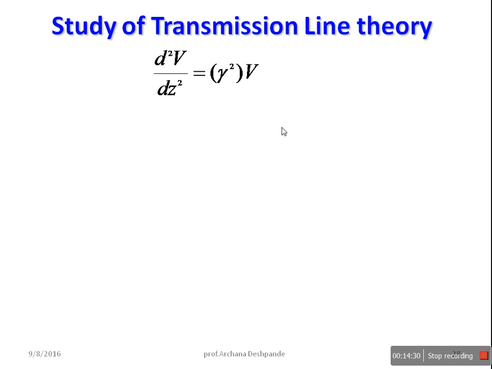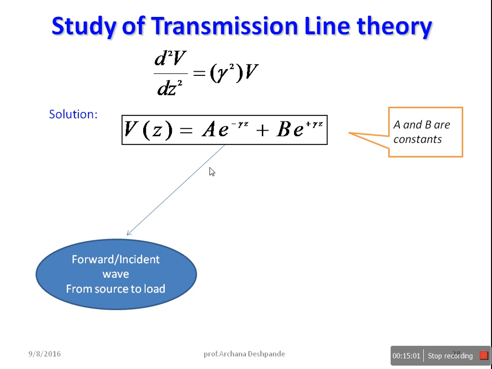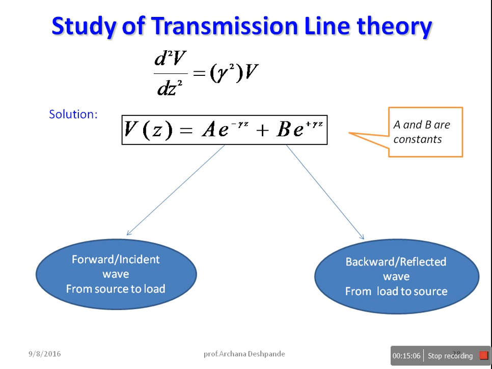So we have obtained these two equations, that is, this second order equation d square V by dz square is equal to gamma square into V. If I think of the solution of this second order equation, it is of this form: V of z is equal to A e raised to minus gamma z plus B e raised to plus gamma z. A and B are constants. The first term indicates a forward or incident wave from source to load, and the second term indicates a backward or reflected wave from load to source.